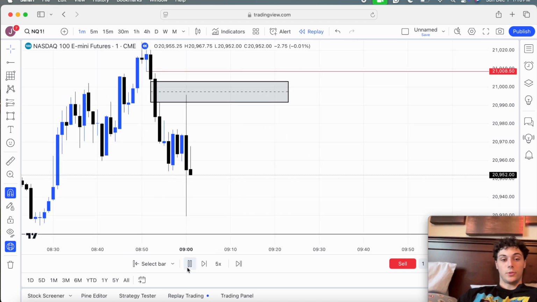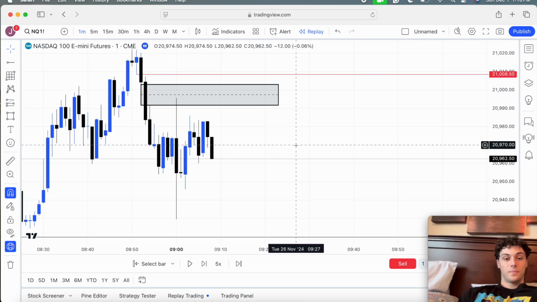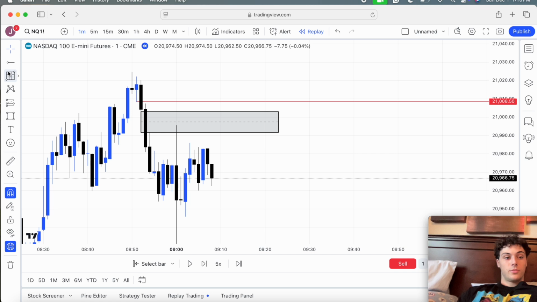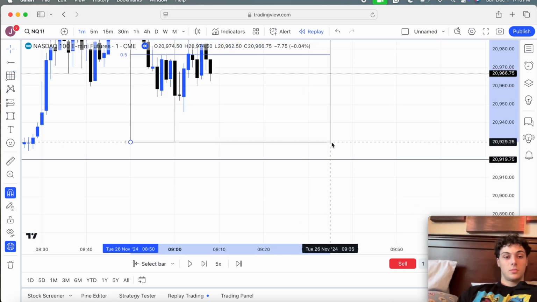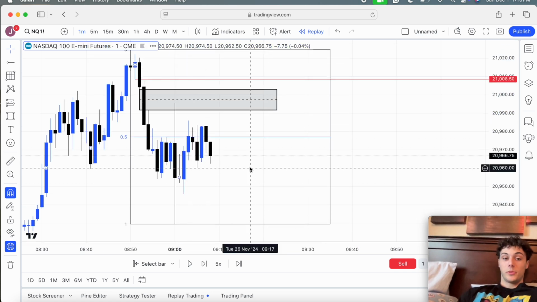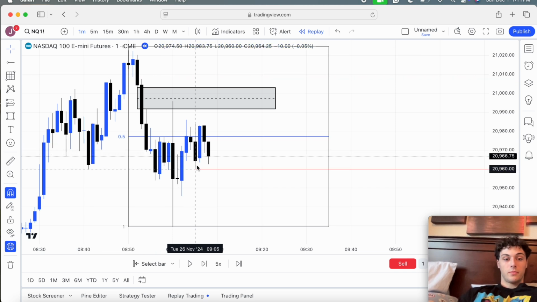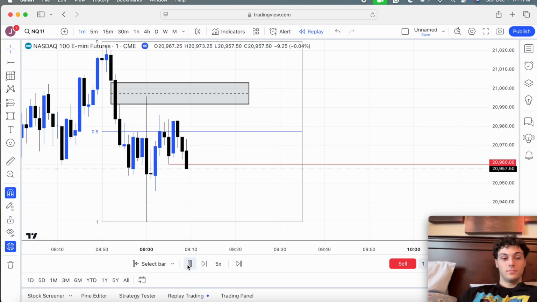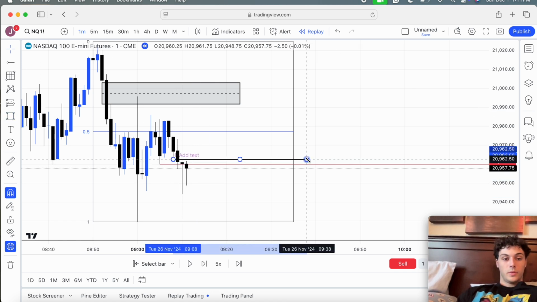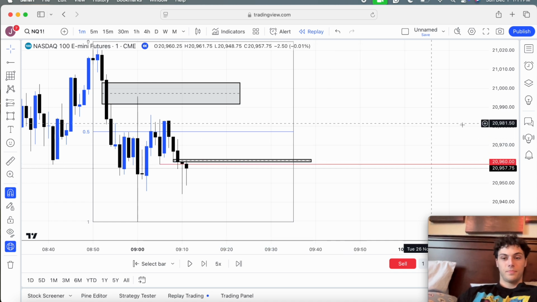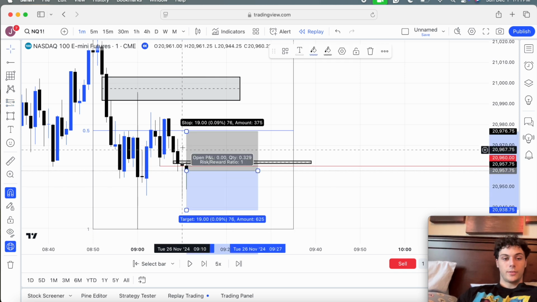I would have waited for another confluence. Still got nothing. Still got nothing. What do we have? We do have equilibrium right here. So I just need a break of structure. What do we have when it breaks structure? We have this fair value gap getting filled. Bam, in turn, trade right here.